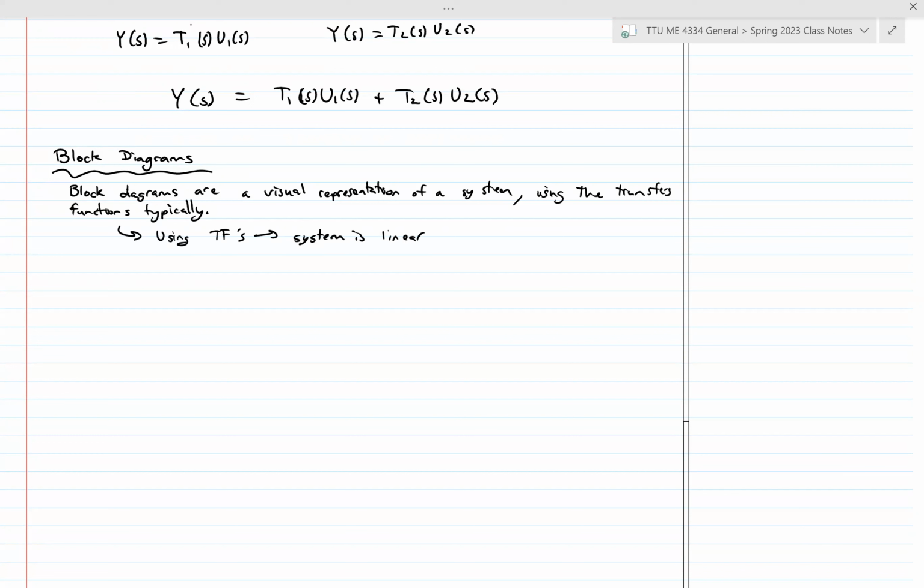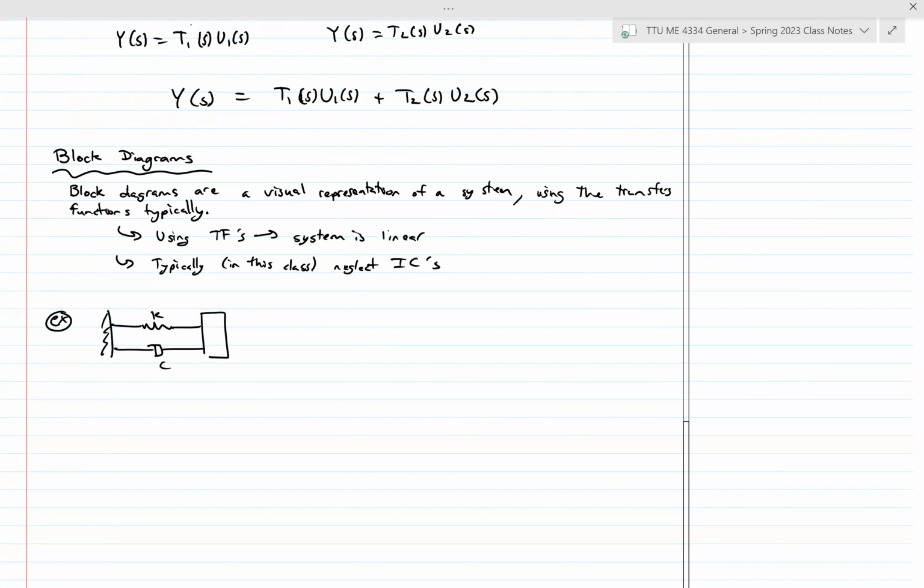Right? We can include initial conditions in block diagrams. We're going to leave that out for the most part. So we're going to typically in this class neglect initial conditions. Okay. So let's say we have a system. We're going to go over this in the next class, but your typical mass spring damper, which everyone should be able to get a model for, where our force is our input, right? And let's say our output is, I don't know, velocity of the system, something like that.